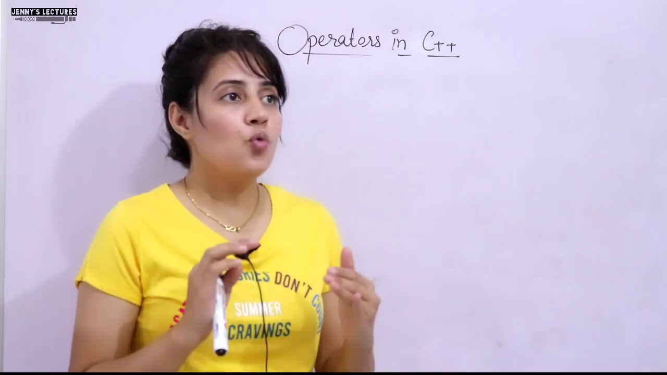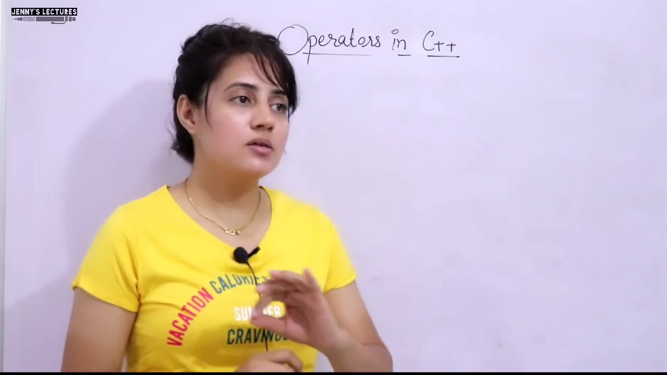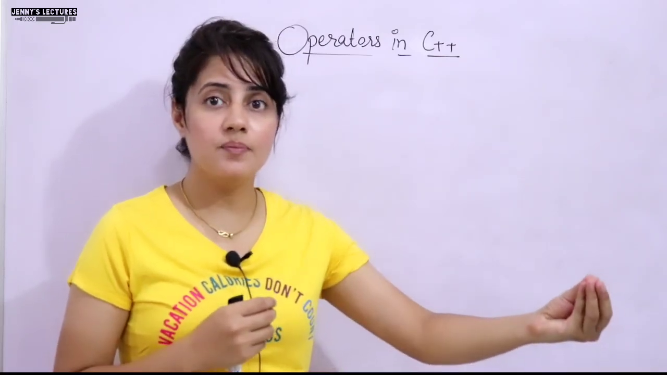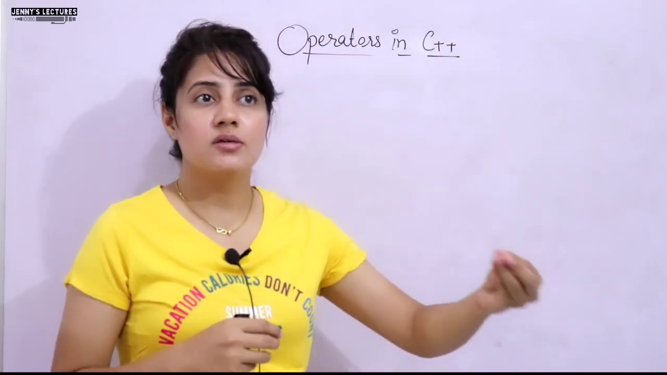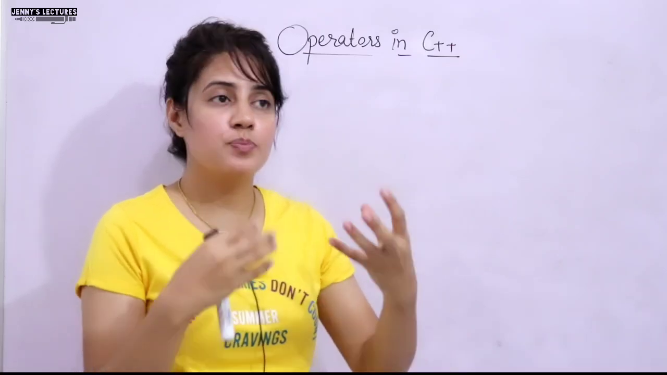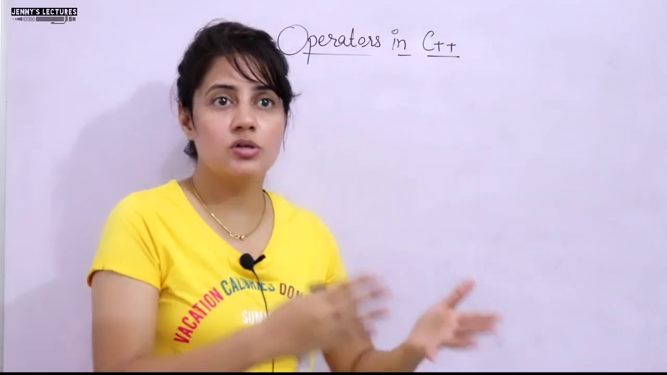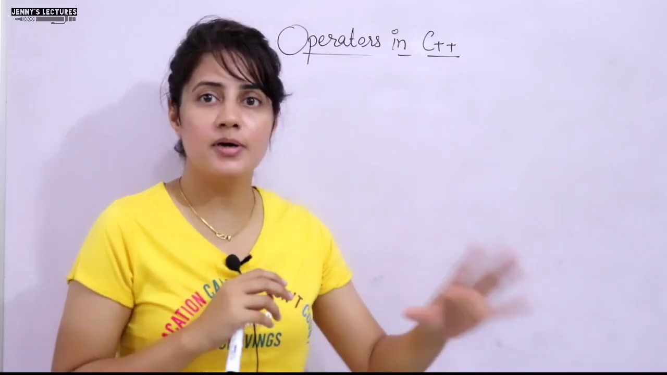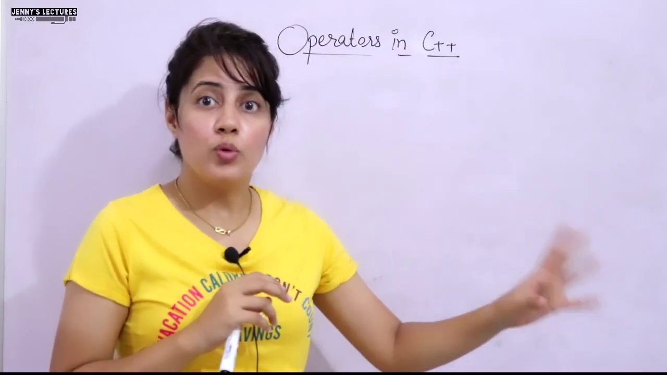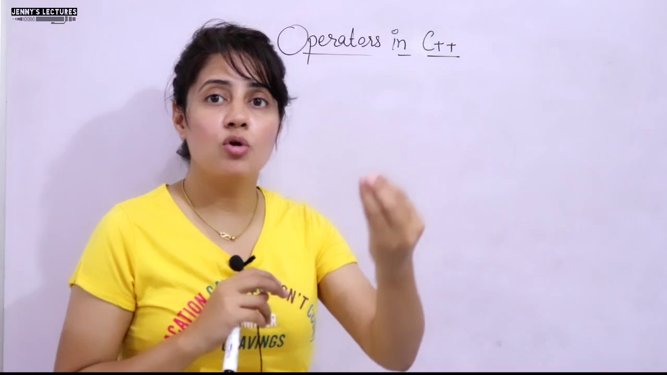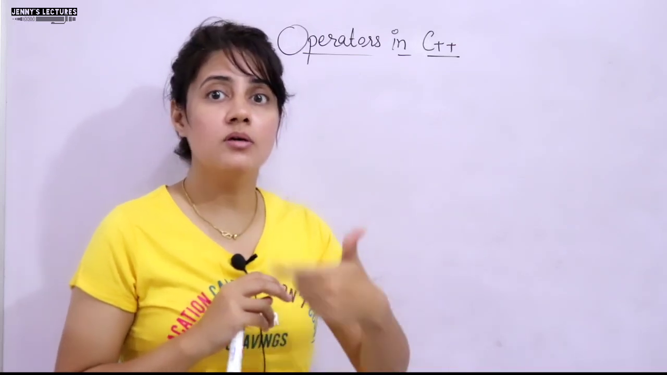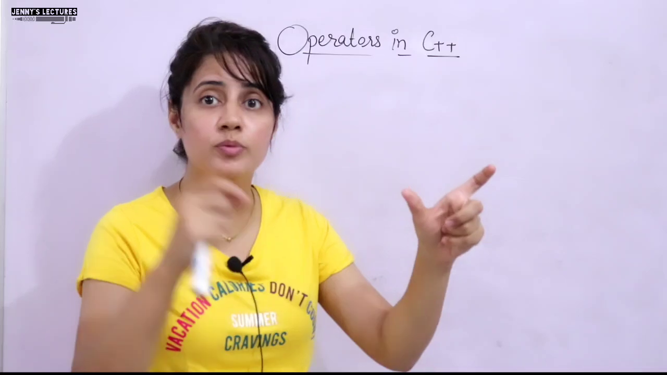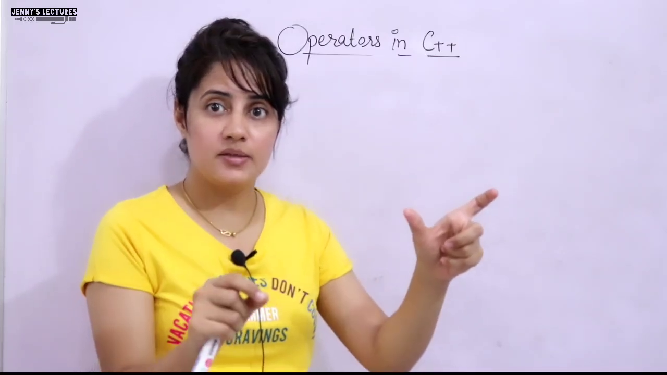Now, first of all, what is an operator? It is just a symbol which is used to tell the compiler which specific operation, whether logical or mathematical, is to be performed on the operands. The things or the data on which the operation is to be performed are known as operands.